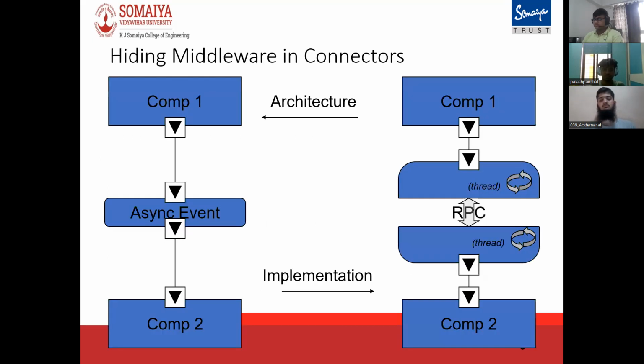Next, hiding middleware and connectors. As systems grow in complexity, abstraction becomes our ally. For the sake of aesthetics and safety, we can encapsulate middleware complexities with connectors. This abstraction not only simplifies the design but also ensures modularity and maintainability.